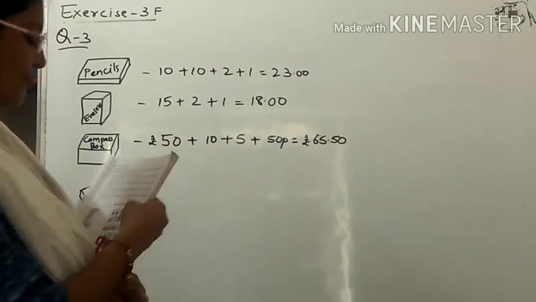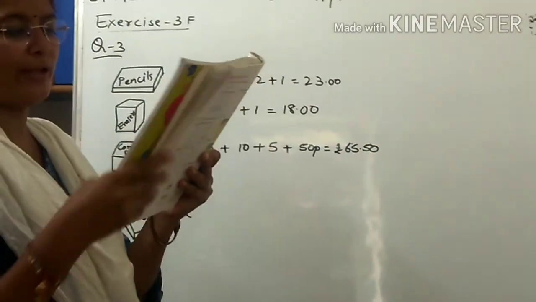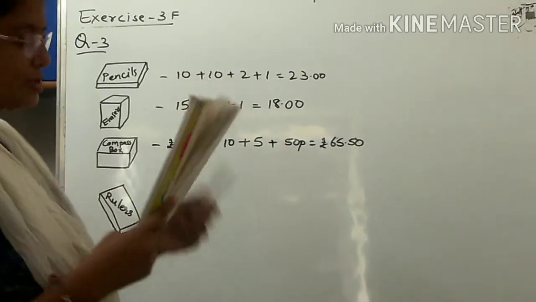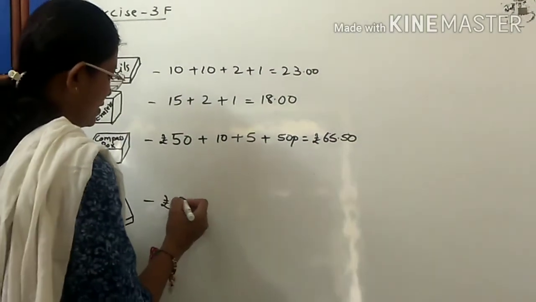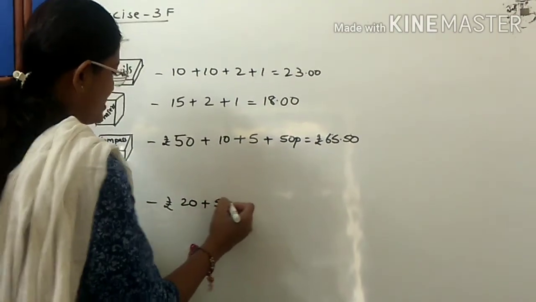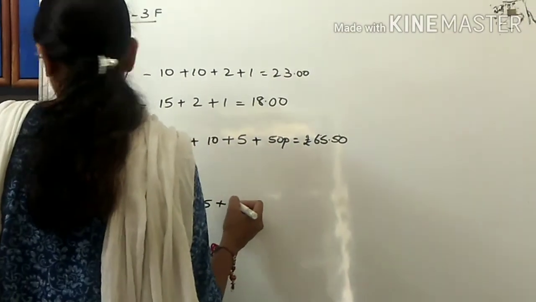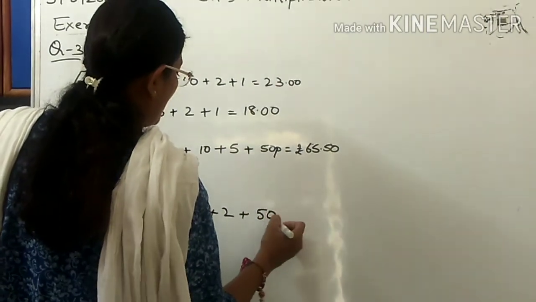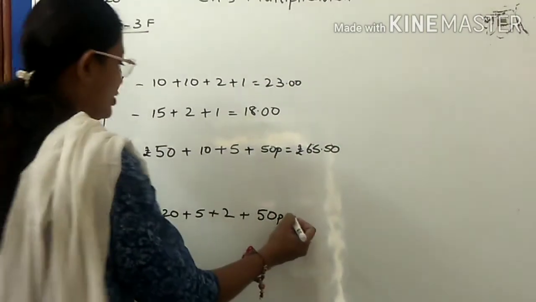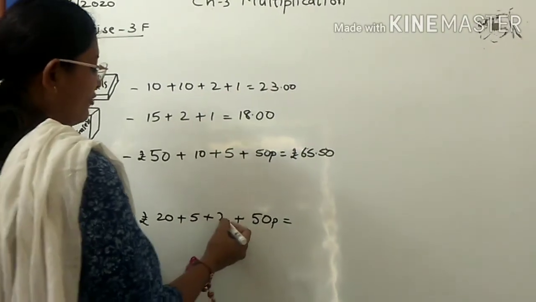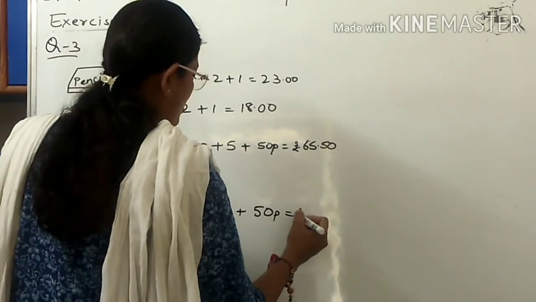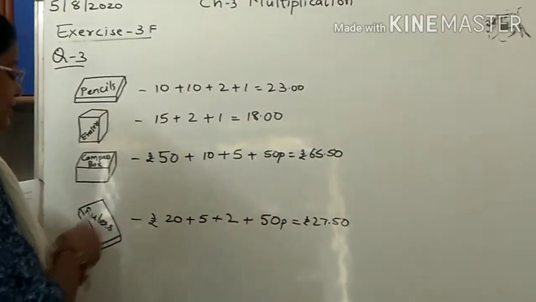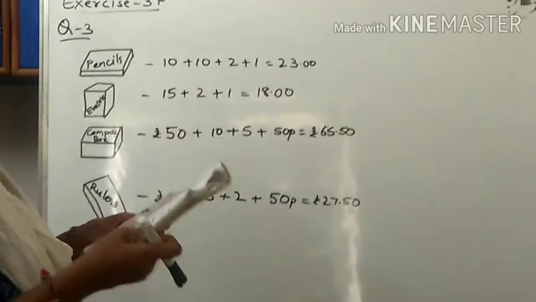Then will come rulers. In rulers, first stamp is of 20 rupees, then 5, then 2 rupees and then 50 paisa. So 20 rupees plus 5 rupees plus 2 rupees plus 50 paisa. So if you do the total of it, 20 plus 5, 25 plus 2, 27. So rupees 27.50 paisa. Right. That will be the stamp of rulers.